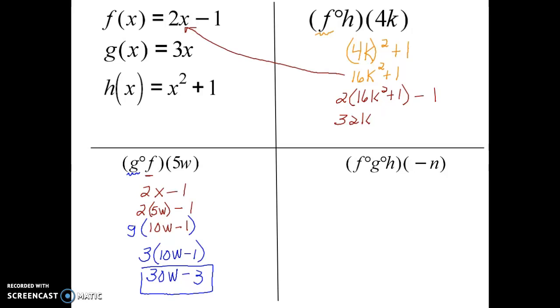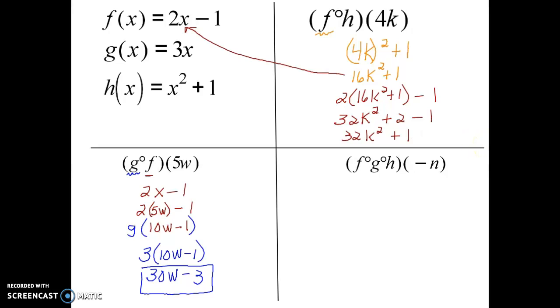So I'm going to apply the distributive property. So I get 32k squared plus 2 minus 1. I do have 2 like terms. I can combine those 2 constants at the end. So my final answer would be 32k squared plus 1.